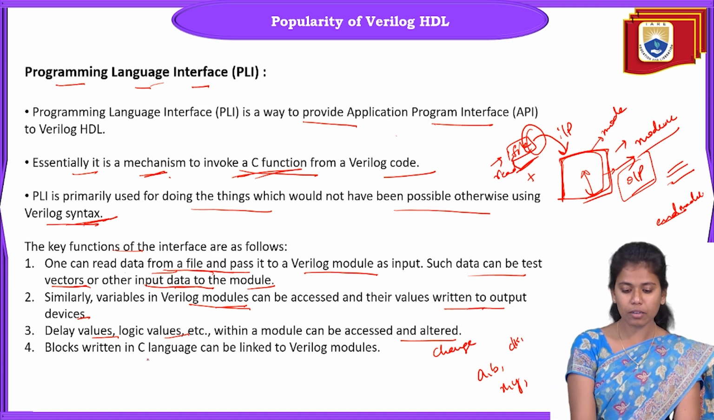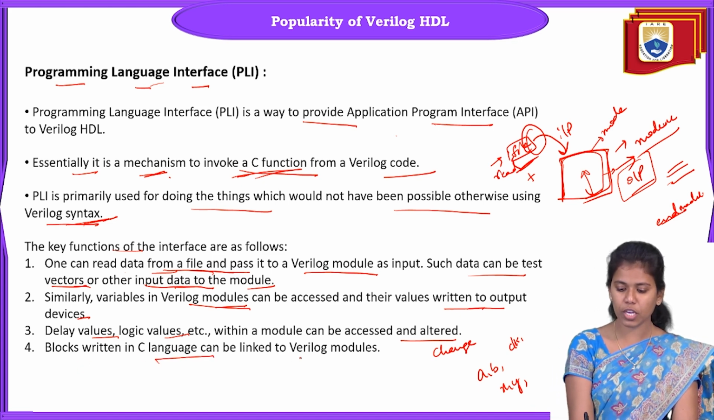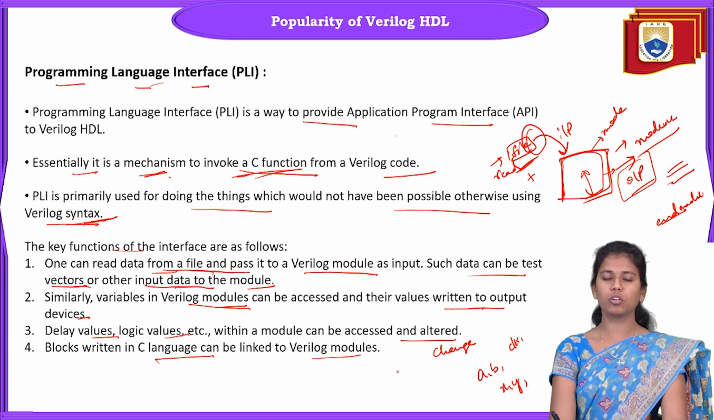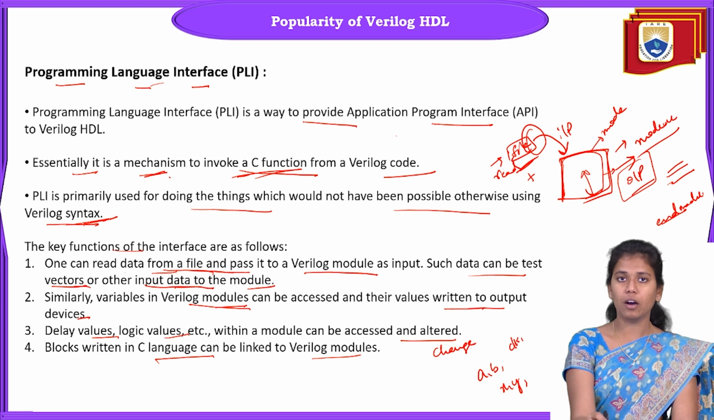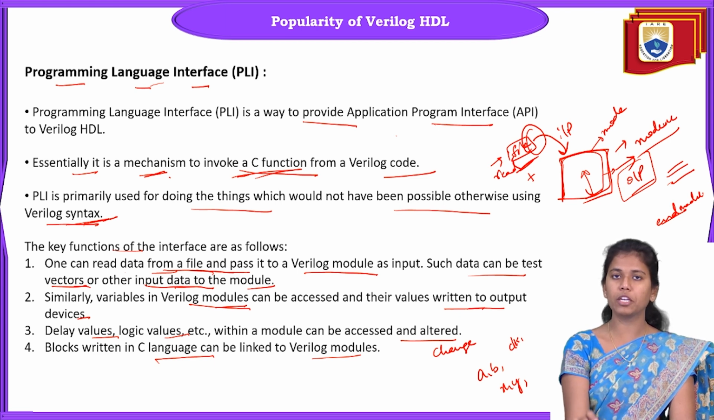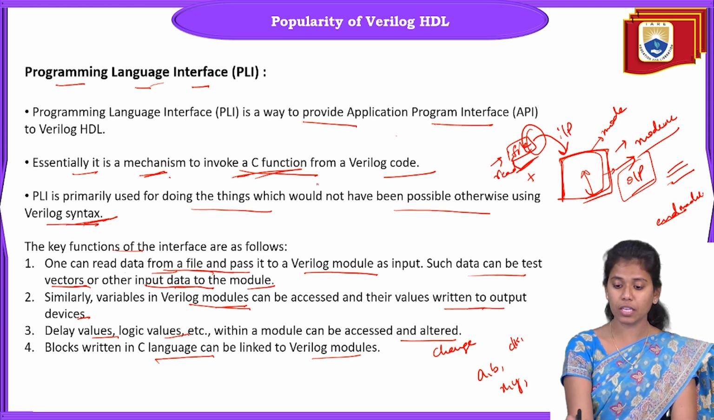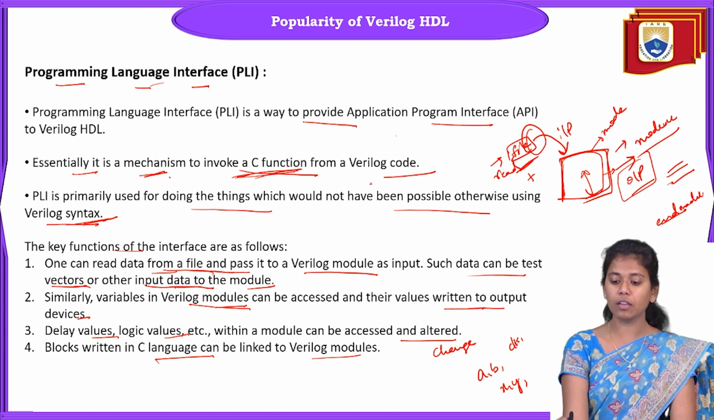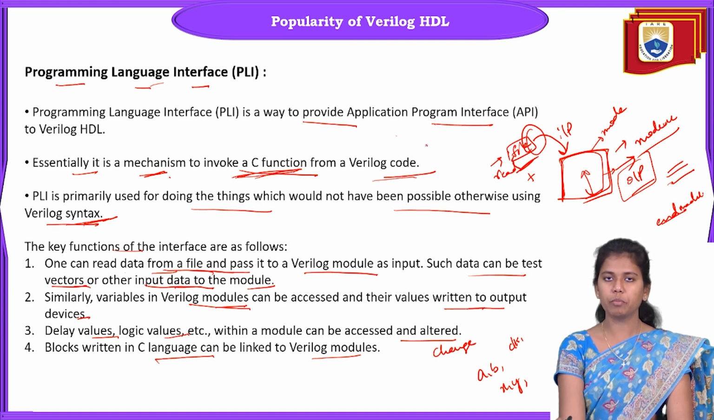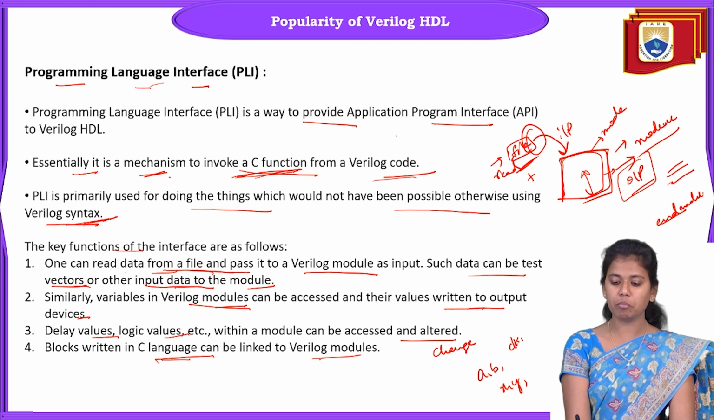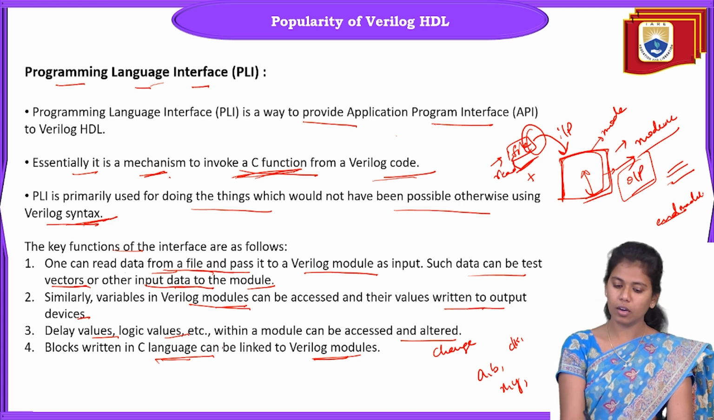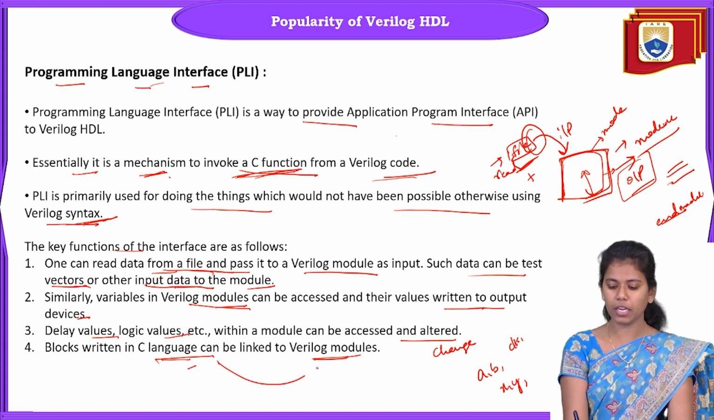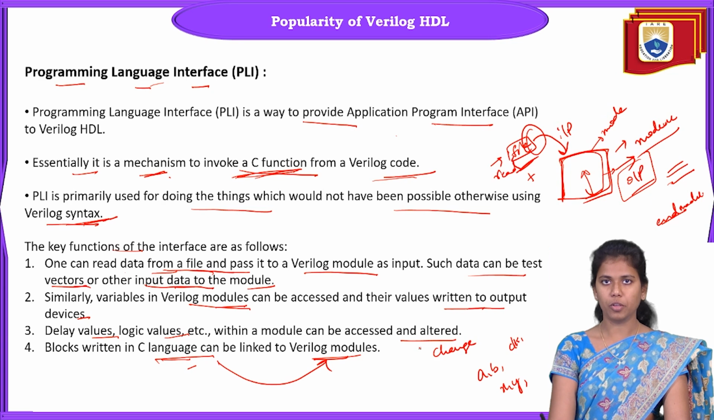Next, blocks written in C language can be linked to a Verilog module. As I said, for this programming language interfacing, we can see the invoke of a C function from a Verilog code. That means the C language can be linked to Verilog modules. So the blocks which are written in C language can be linked to the Verilog modules.